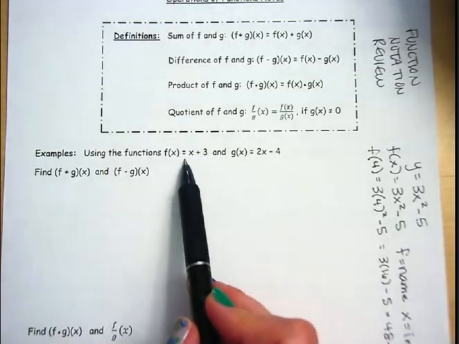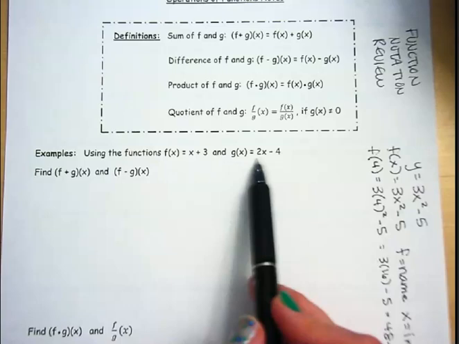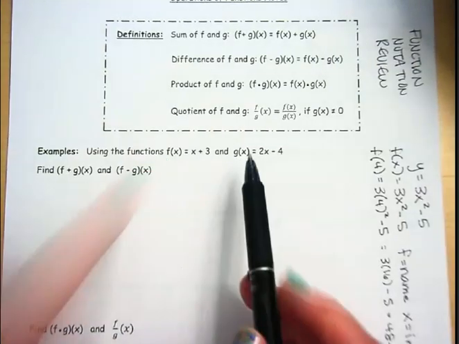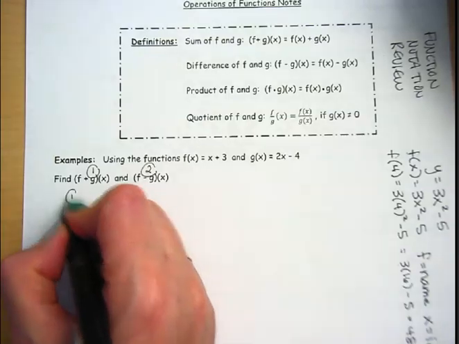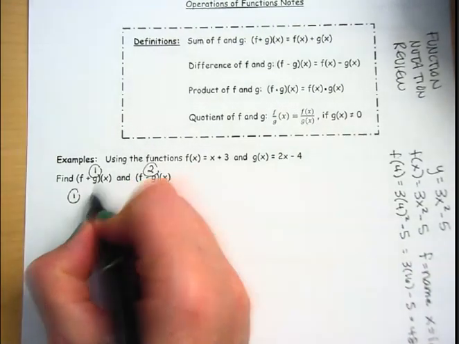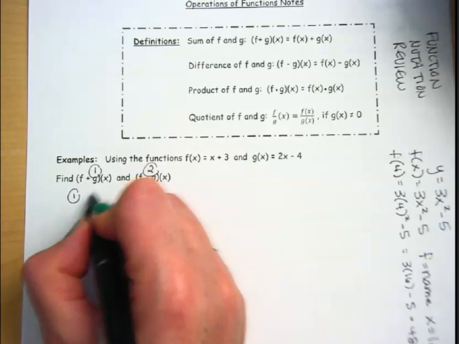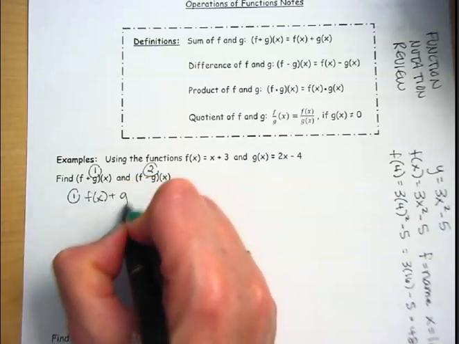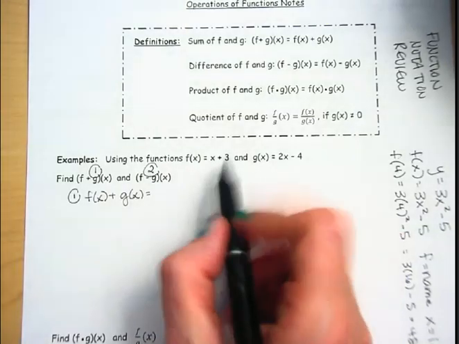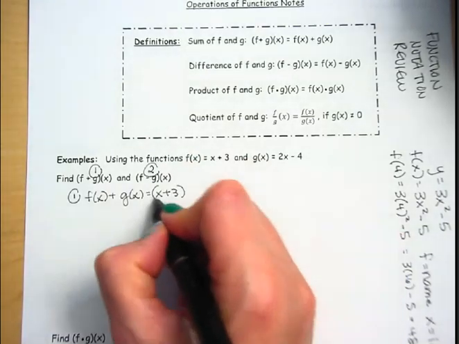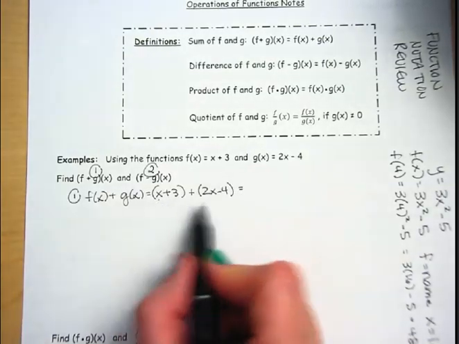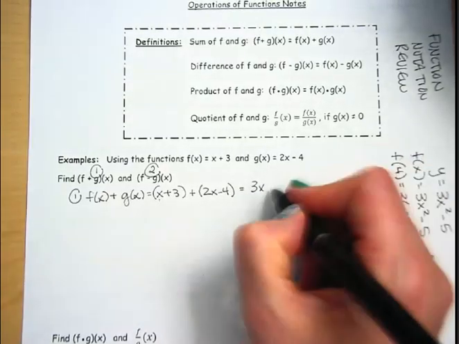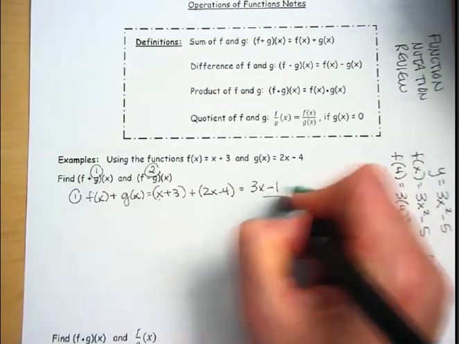We're being given f, which is x plus 3, and g, which is 2x minus 4. Notice they both have the same independent variable. So I'm going to do f plus g of x first, f minus g of x second. So here's the first one. I'm going to take f plus g of x. This notation is the same as saying f of x plus g of x. So I'm just literally going to do that. f of x is x plus 3 plus g of x, which is 2x minus 4. I just need to combine like terms, the x's and the integers, and it is 3x minus 1.